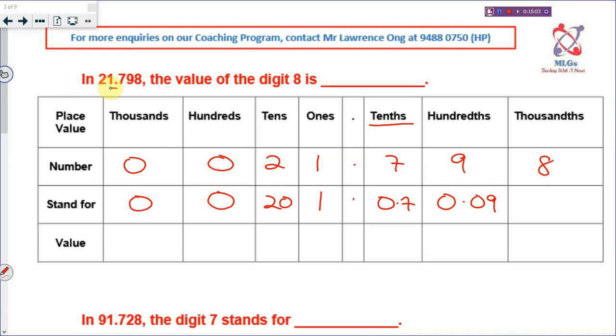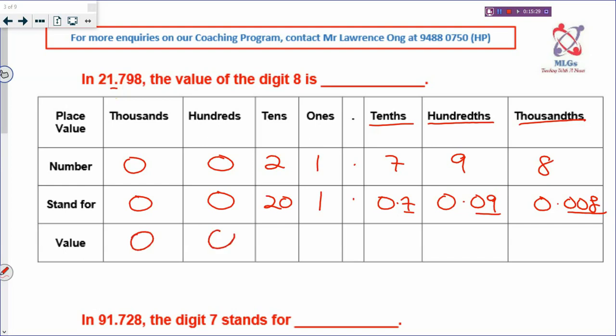If you see 0.7, it's 7 tenths. 7 tenths means it is one decimal place. If it's hundredths, then it must be 2 decimal places. And if it's thousandths, you have to make sure that your answer is in 3 decimal places, which is 0.008. So you will never get confused. Tenths, 1 decimal place. Hundredths, 2 decimal places. Thousandths, 3 decimal places. Okay? Now the value will be the same as stands for.